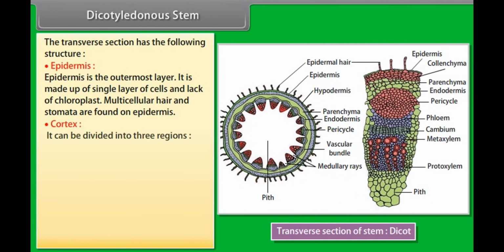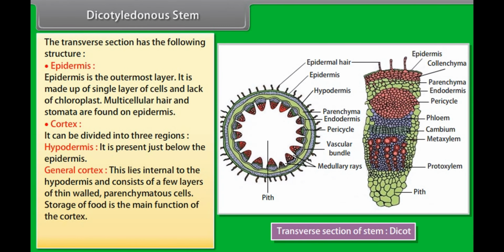Cortex. It can be divided into three regions. Hypodermis. It is present just below the epidermis. General cortex. This lies internal to the hypodermis and consists of few layers of thin-walled parenchymatous cells. Storage of food is the main function of the cortex. Endodermis. It is the innermost layer of the cortex.